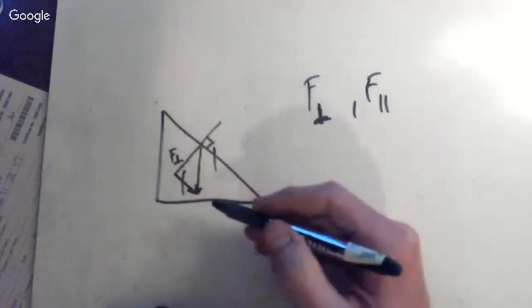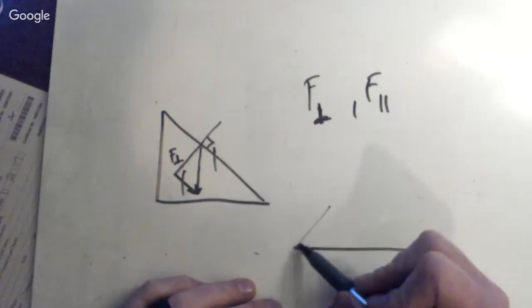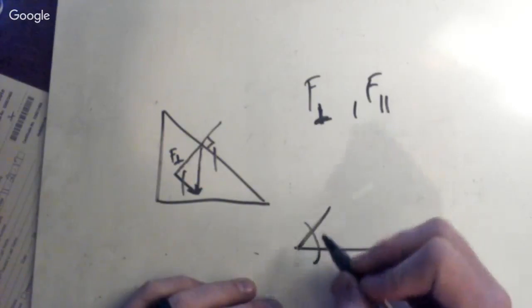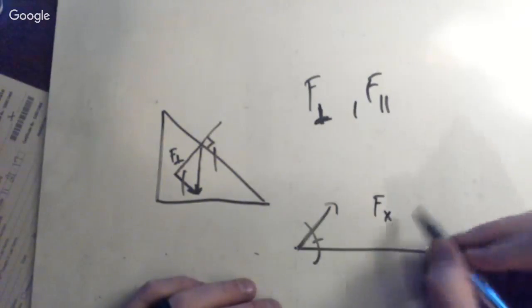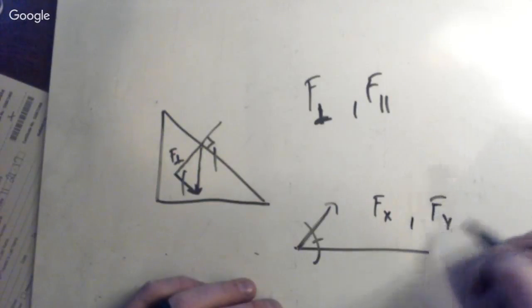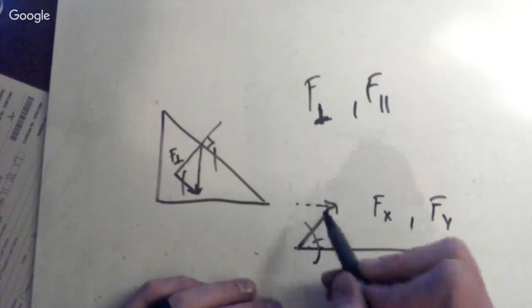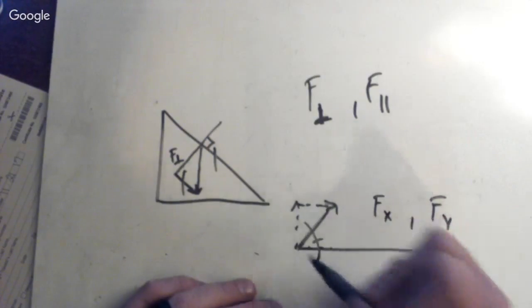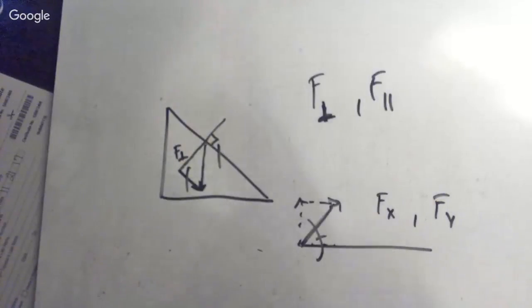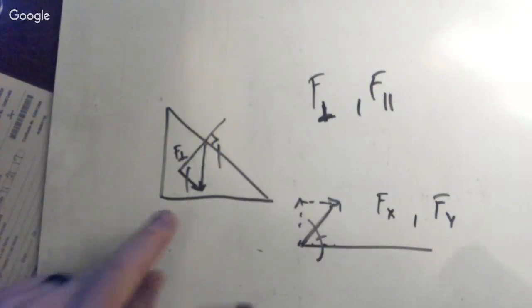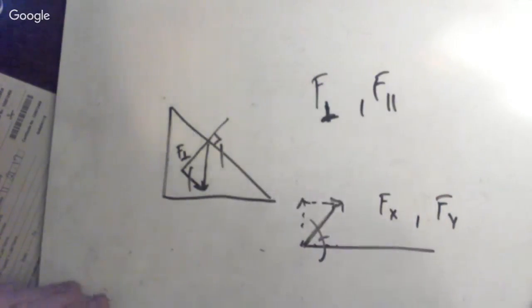Right now, if it were horizontal, but I had something that was just above horizontal, in this case I'd probably use fx and fy, because there'd be a part of this that would be pointed in the x direction and a part of it that would be pointed straight up. So in that case I'd probably use fx and fy. But on an inclined plane, I myself will always use f perpendicular and parallel.